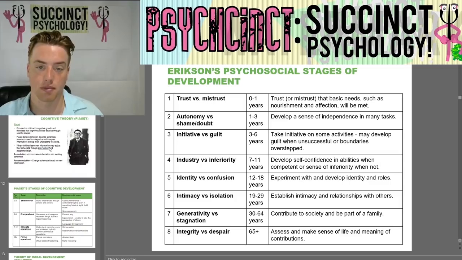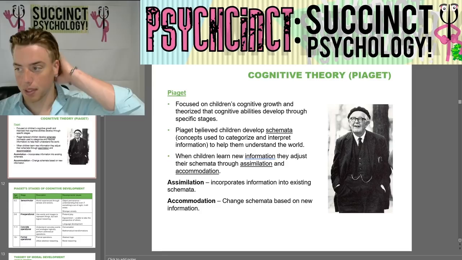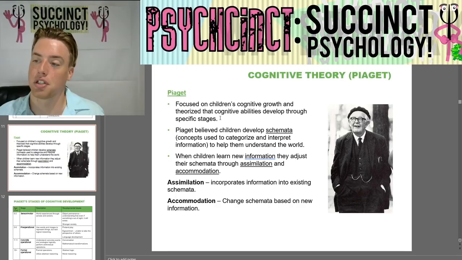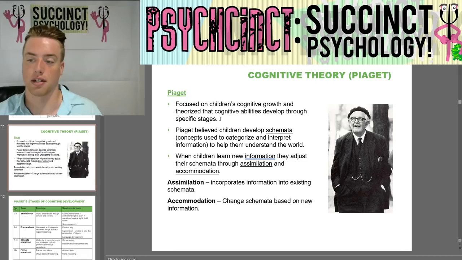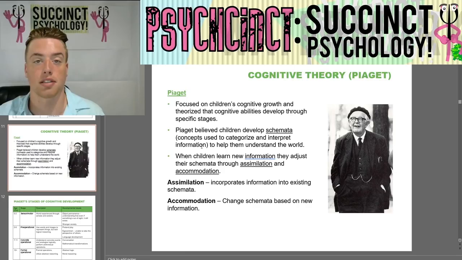So, going on, we have the cognitive theory by Piaget. He focused on children's cognitive growth and theorized that cognitive abilities develop through specific stages. Piaget believed children develop schemata, or concepts used to categorize and interpret information to help them understand the world. When children learn new information, they adjust their schemata through assimilation and accommodation.